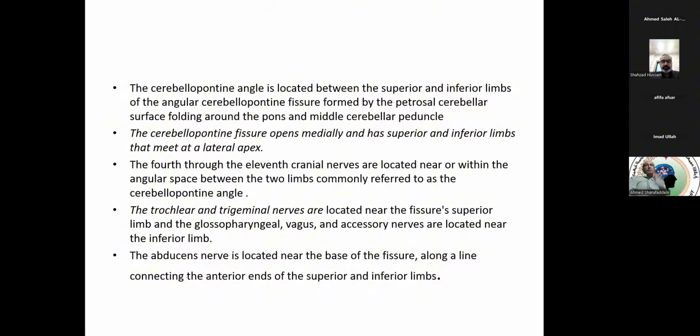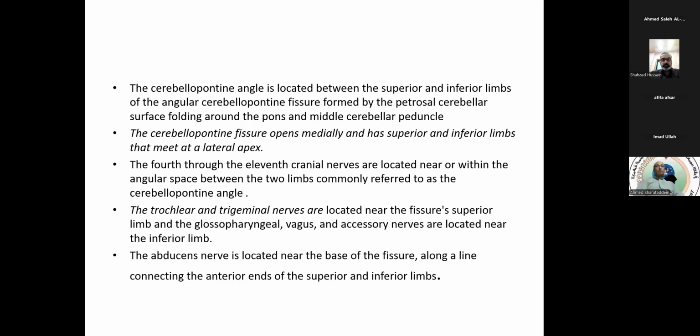So this cerebellopontine fissure is basically formed by the petrosal cerebellar surface, which tends to fold around the surface of the pons and the middle cerebellar peduncle. The cerebellopontine fissure, as the name suggests, is a fissure between the cerebellum and the pons, which opens medially and has a superior and an inferior limb, which we are going to see in consecutive slides, that meet at a lateral apex. So this is an angular space that is created, which is known as the CP angle.